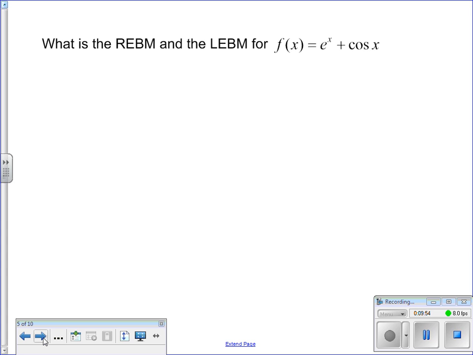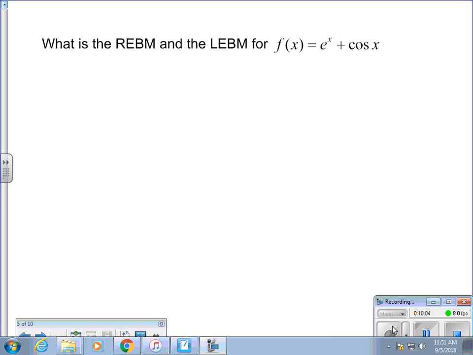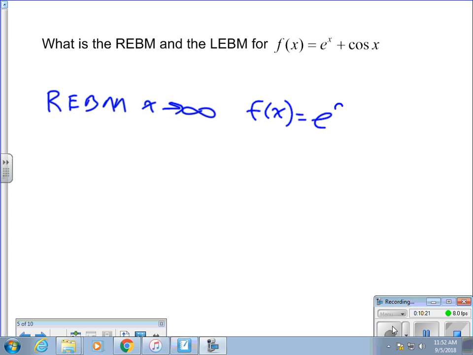What is the right end behavior model and the left end behavior model for the function f of x equals e to the x cosine x? Okay. Right end behavior model happens as x goes towards positive infinity, because it's what's happening as we're going off to the right. And that would be f of x is equal to e to the x.